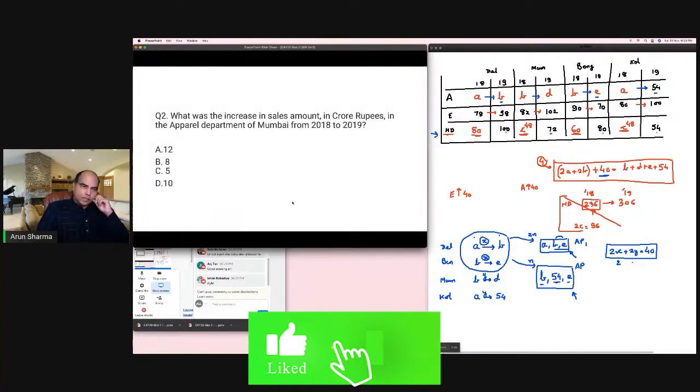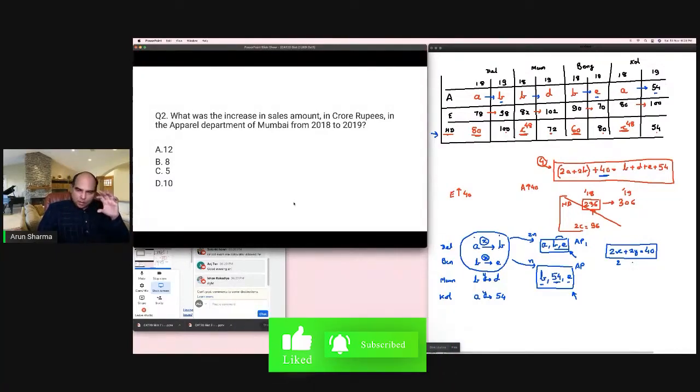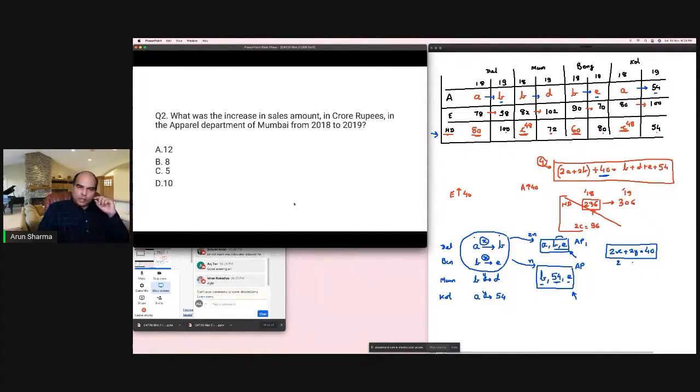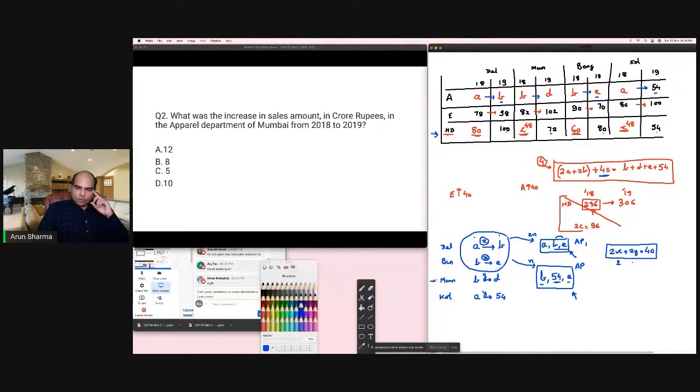Now the second question has an important point. What is the increase in sales amount in crore rupees in the apparel department of Mumbai from 2018 to 19? So they're asking about this growth. That means they're asking for the value of y. And they gave four options for the value of y. Okay, I mean 2x plus 2y is 40. That means x plus y is 20. And four options are given for the value of y here.